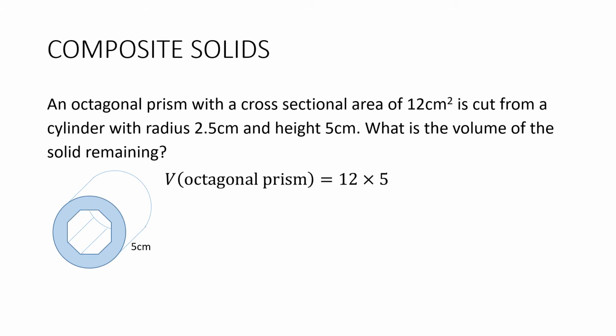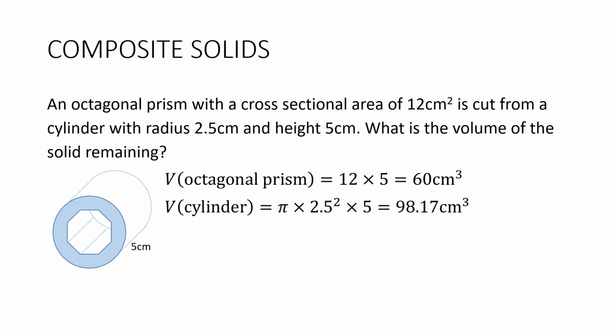The volume of any prism is just the area of the base times the height, so that's going to be 12 times 5, which is 60 centimeters cubed. The volume of the cylinder is pi r squared h. R is 2.5, the height is 5, and that gives us 98.17 centimeters cubed. And subtracting our octagonal prism from our cylinder gives us our final volume, which is 38.2 centimeters cubed.